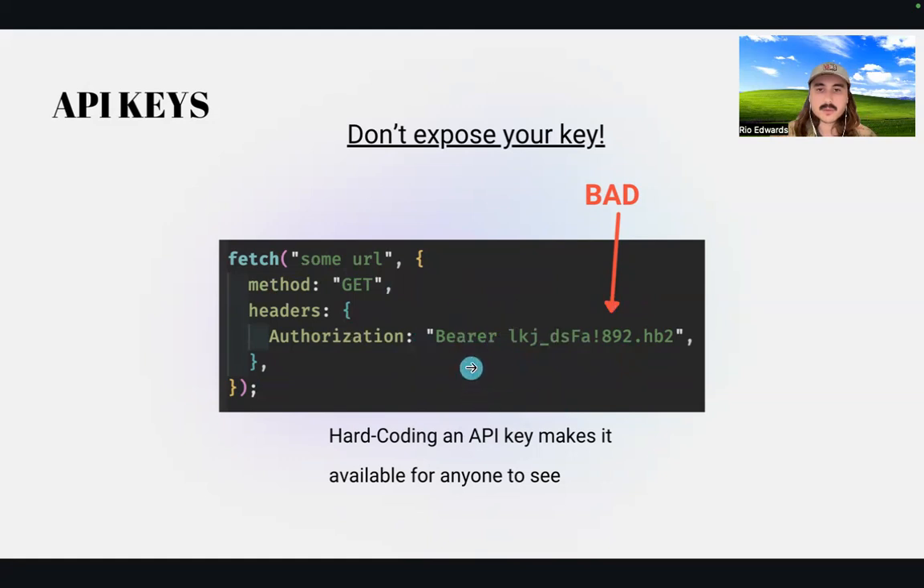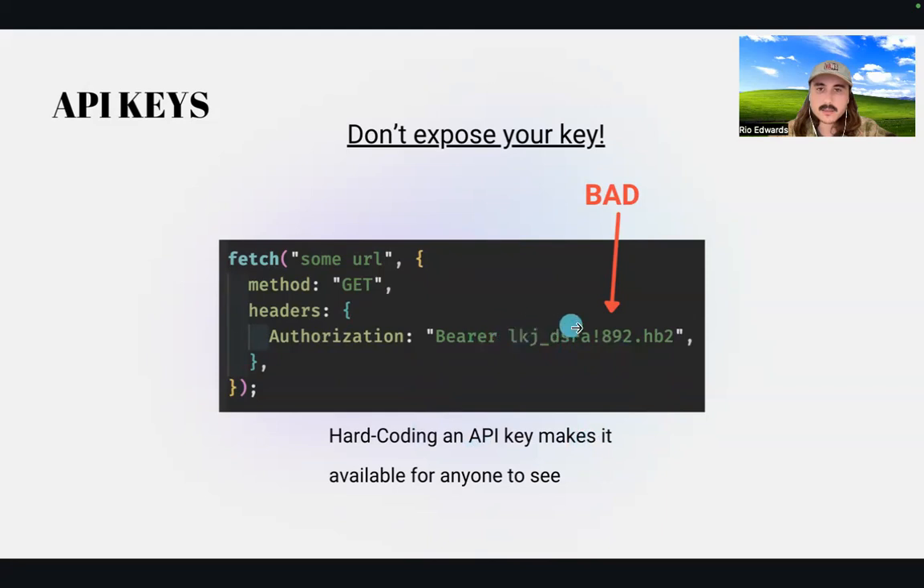It's running on their computer. And that means they can go into their console on like Google Chrome or something, and they could actually see this hard-coded value. And you could also see it on GitHub. So basically, there's ways that people could see this, which is bad. You don't want that. You don't want people to be able to see your password. And so you have to hide it.